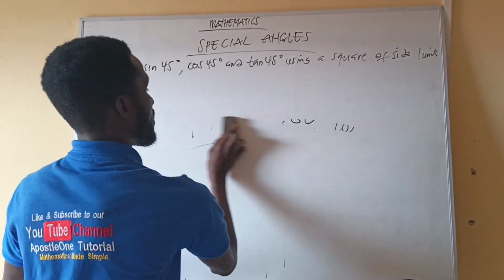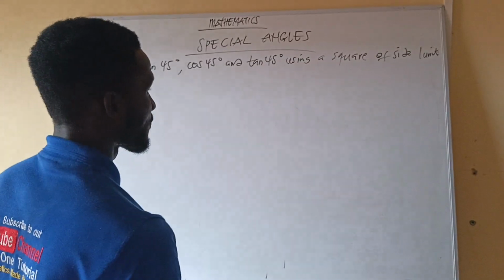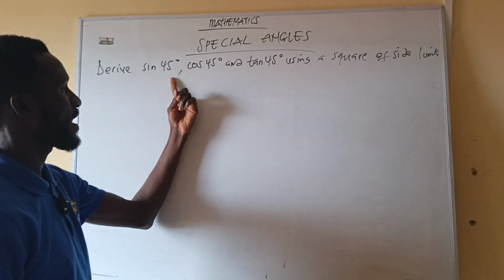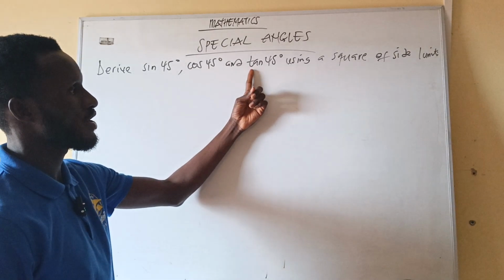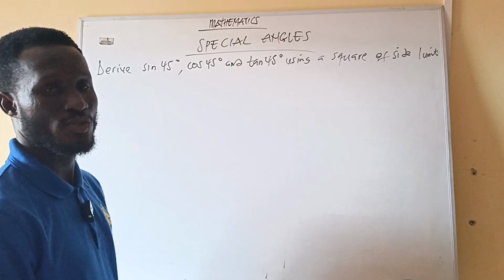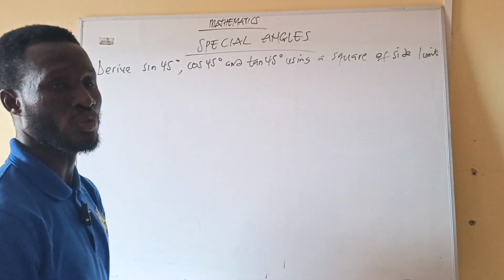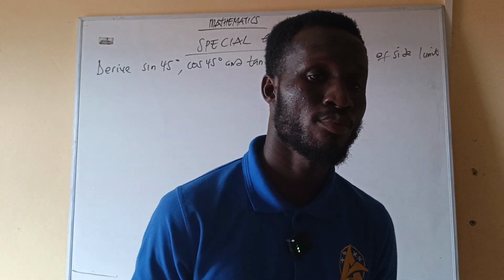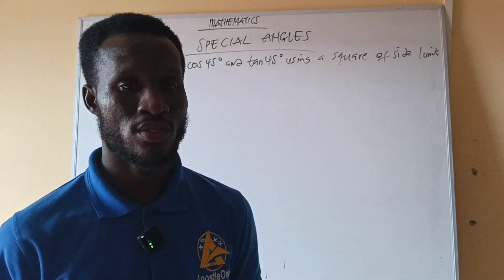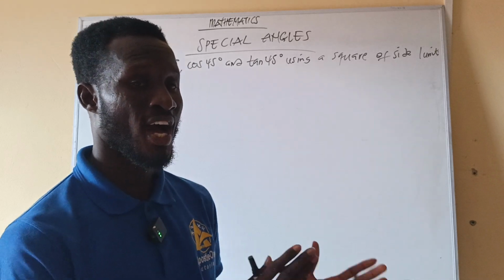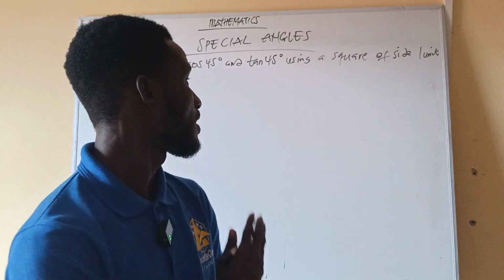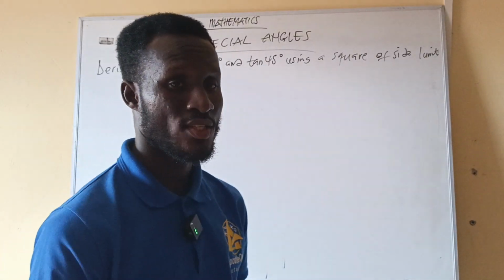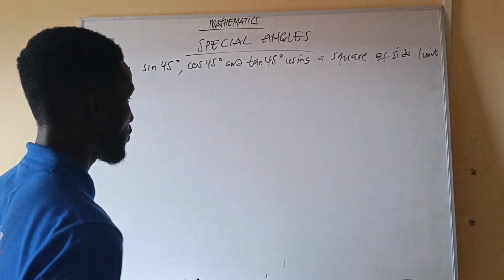Now, in one of the questions I saw in the assignment, we had to derive sin 45, cos 45, and tan 45 using a square of side 1 unit. We have so many ways we can prove this 45 degrees. In the next video, I'm going to talk about how we can prove 30 degrees. But for now, let's talk about a square of side 1 unit. This is part of a particular assignment I saw somewhere.